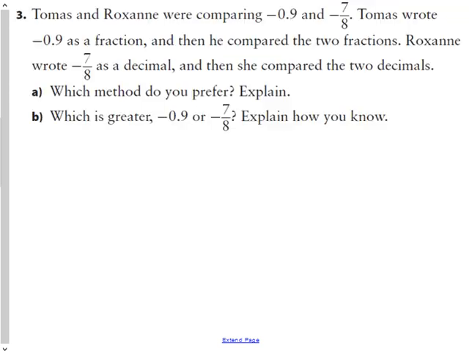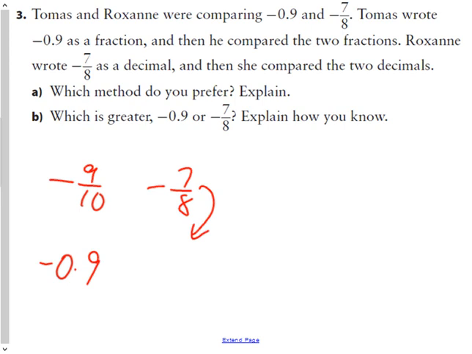Question 2 was skipped. Question 3 says Thomas and Roxanne were comparing negative 9/10 and negative 7/8. Thomas wrote negative 7/8 as a fraction, and then he compared the two fractions. So he tried to compare these two to see which one was bigger. Roxanne kept Thomas's negative 9/10 and she changed negative 7/8 to a decimal.